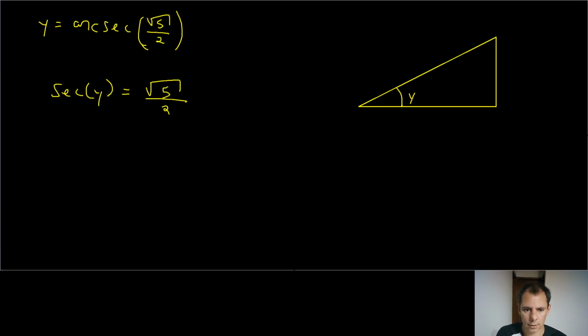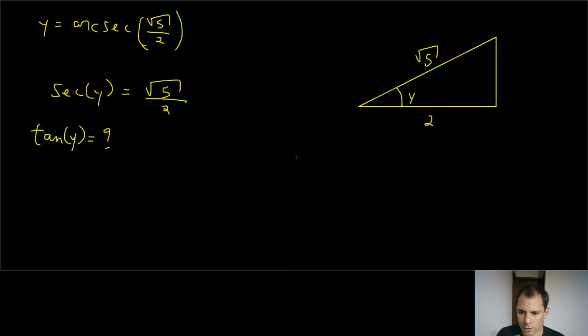What is the secant? It's the reciprocal of the cosine. Now, what is the cosine? So the cosine is 2 divided by the square root of 5. This is the cosine. That means that the secant is square root of 5 divided by 2. Fine. And it's asking for the tangent of y. What is the tangent of y? Well, the tangent is going to be this side divided by this.